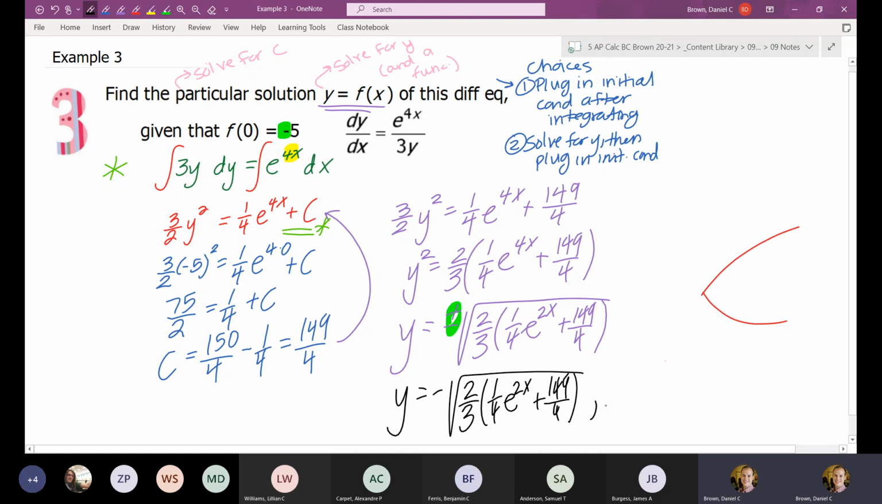And again, we did that because the initial condition was less than 0. Do make sure you don't do bad algebra, like you can't take the square root across plus or minus signs, so you want to leave all that inside the radical.